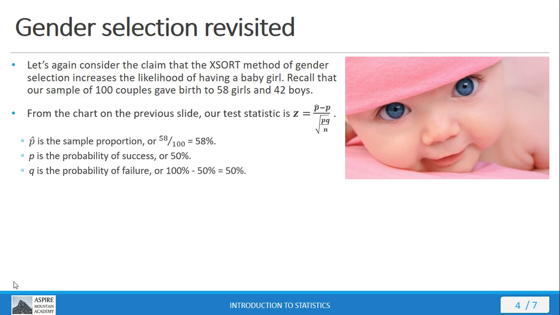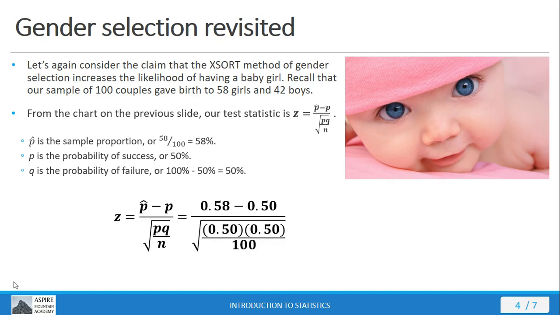Then we're going to say that q is going to be the probability of failure. This is just the complement of p, so that's also going to be 50%. So then here's our test statistic equation. We substitute these values into the equation, punch it out in our calculator, and out comes 1.6. This then is our test statistic.